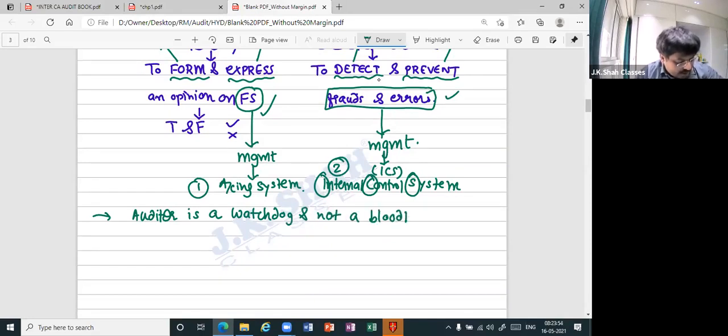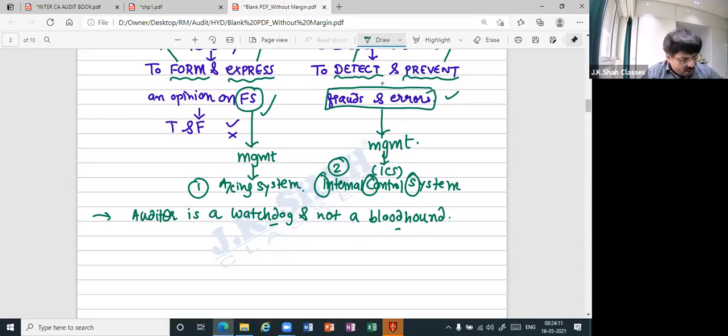Repeating, auditor is a watchdog and not a bloodhound. Now, what do you mean by this? Watchdog and bloodhound are two different types of dog categories. As the name suggests, a bloodhound is thirsty for blood, so he will do hunting.